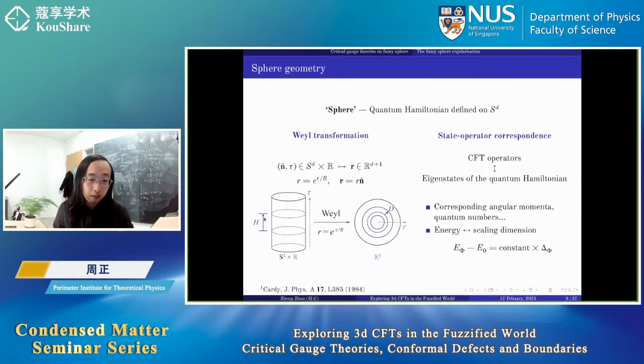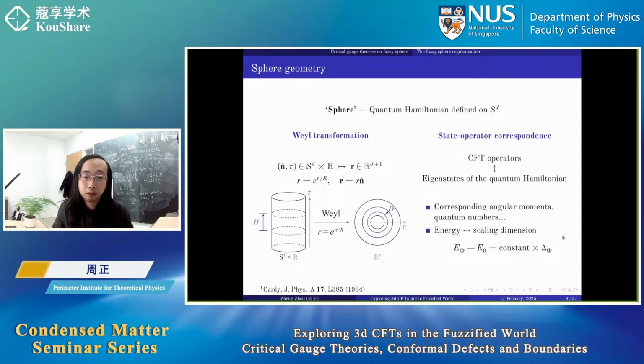Moreover, the Hamiltonian, which translates one time slice into another, gets transformed into the dilatation operator, which sends one concentric sphere to another. Their eigenvalues, the energy, are now proportional to the scaling dimension. That is to say, the excitation energy of an eigenstate is just off by a constant factor from the scaling dimension of the CFT operator. Using this property, we no longer need to do very complicated finite-size scaling to obtain the critical exponents. We just need to read them off from the energy spectrum.